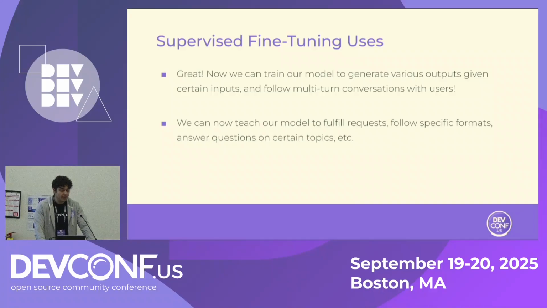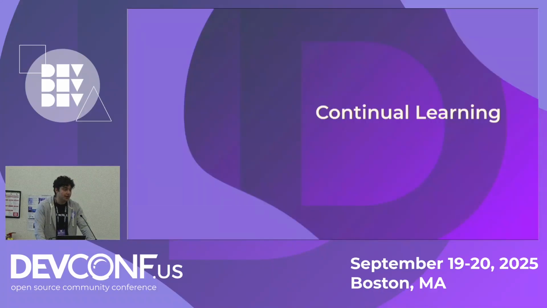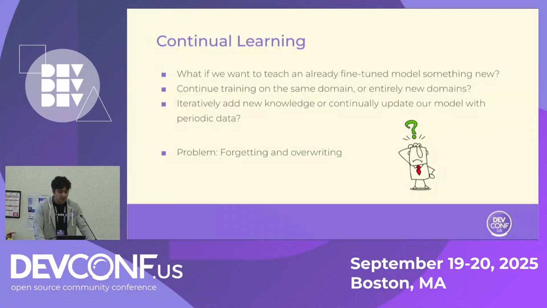But now, let's move into the world of continual learning, another post-training option. So what happens if we want to teach an already fine-tuned model something new? What happens if we want to continue training on either the same information that we've already been training the model, or if we want to introduce entirely new domains into our model? Maybe we might want to iteratively add new knowledge, or we might want to keep updating our model with periodic data over time. Say you've got annual financial reports that you need the model to keep up with, but you also don't want it to forget what it learned before.